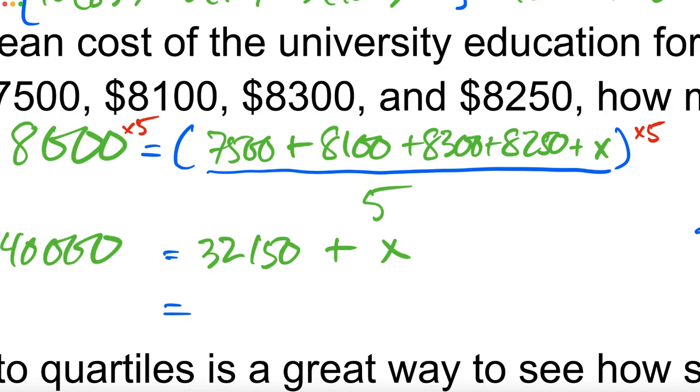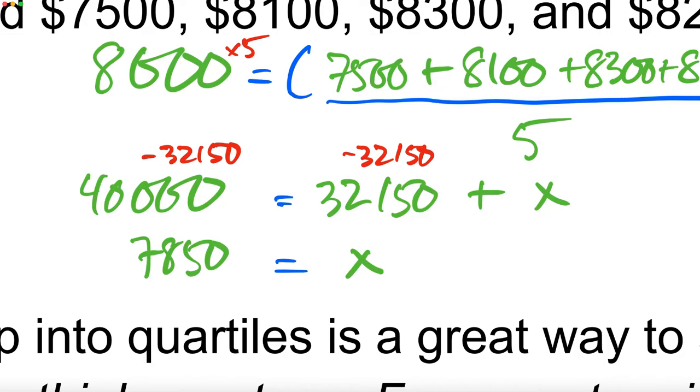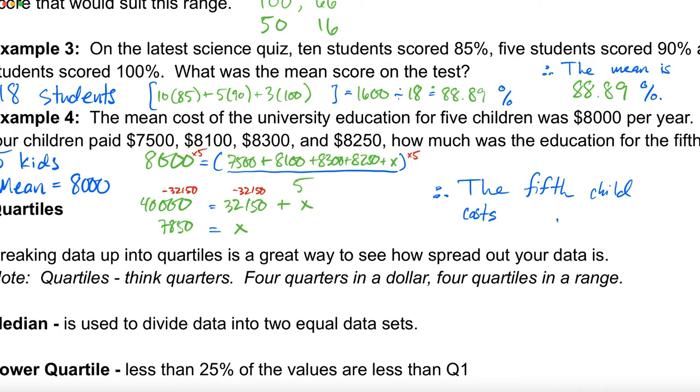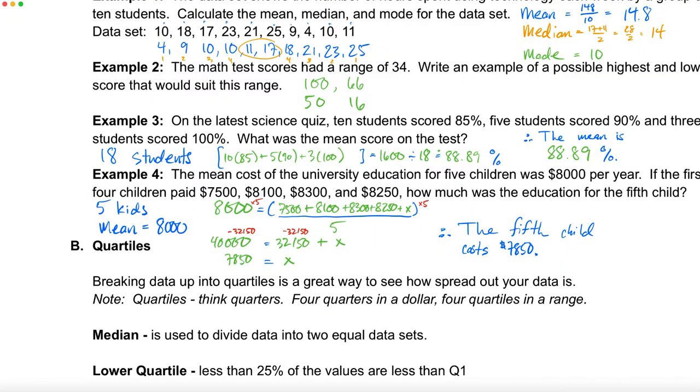So if we have our 40,000 and we subtract our 32,150, that leaves us with $7,850 as the amount paid for that 5th student, or the 5th child, I guess. So the 5th child costs $7,850. And there it is. So there's our warm-up questions.